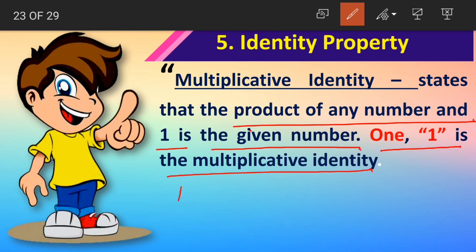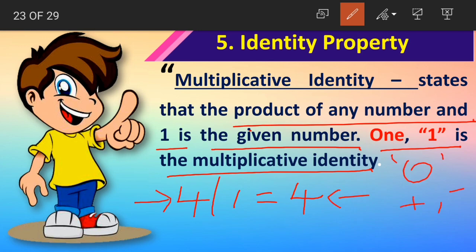The same 1 becomes the identity in case of division also. When we divide a certain number with 1, we get the same number. There is no change in the number. So 0 is the identity for addition and subtraction. 1 is the identity for multiplication and division.